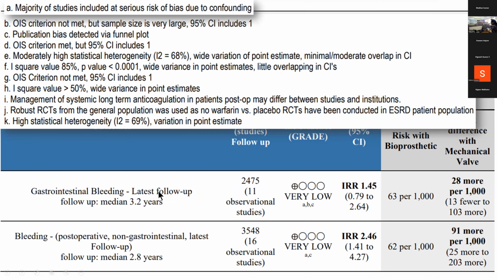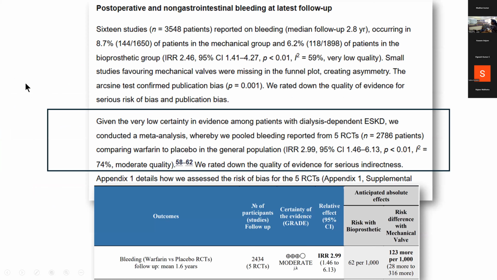When they looked at the side effects, that is the gastrointestinal bleeding, they found that their evidence was very, very low. So what they did is they combined RCT evidence from a different study which looked at warfarin and placebo. Basically, mechanical prosthetic valves will require warfarin. So they've applied indirect data into their systematic review and they have downgraded for indirectness.